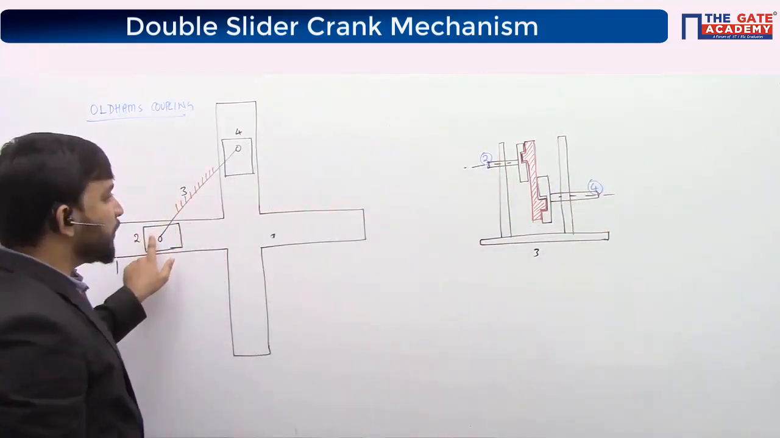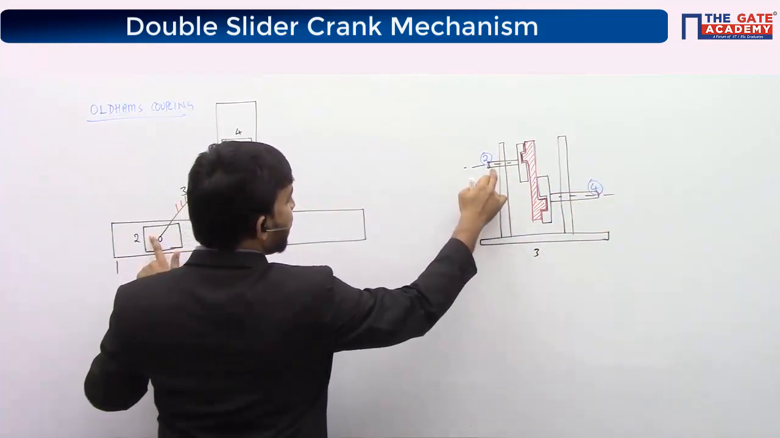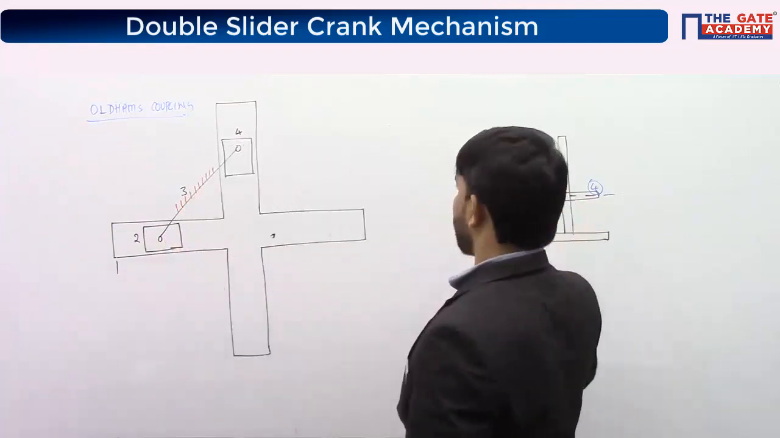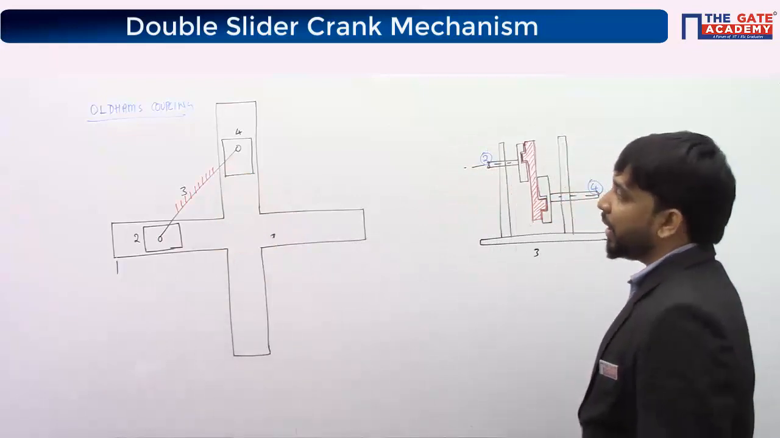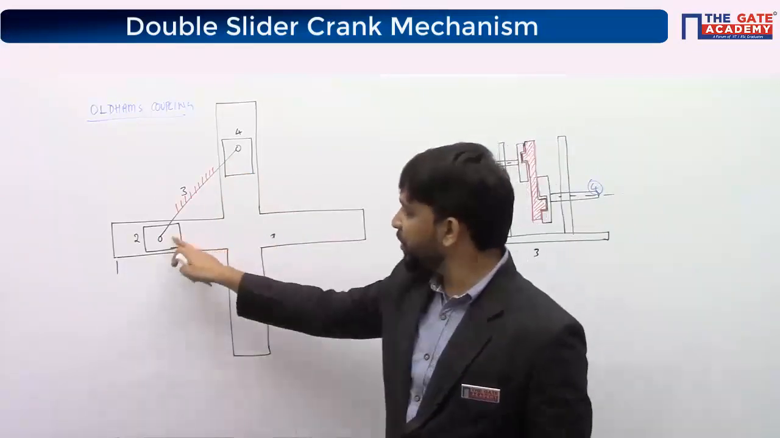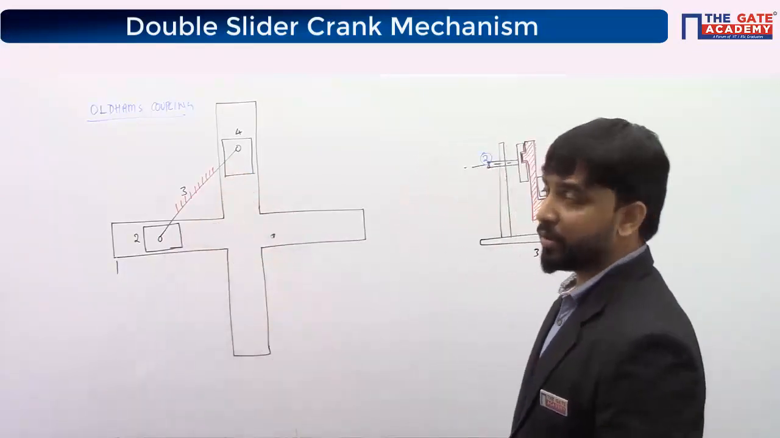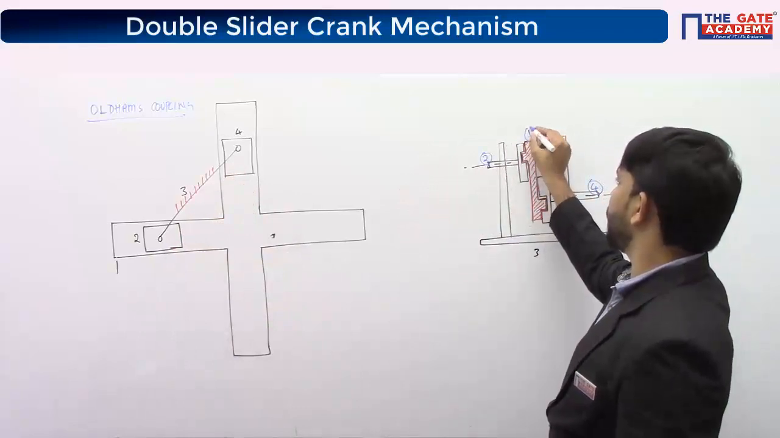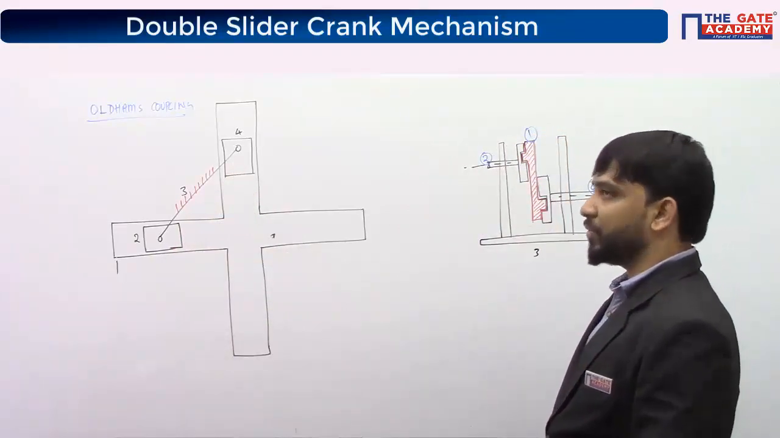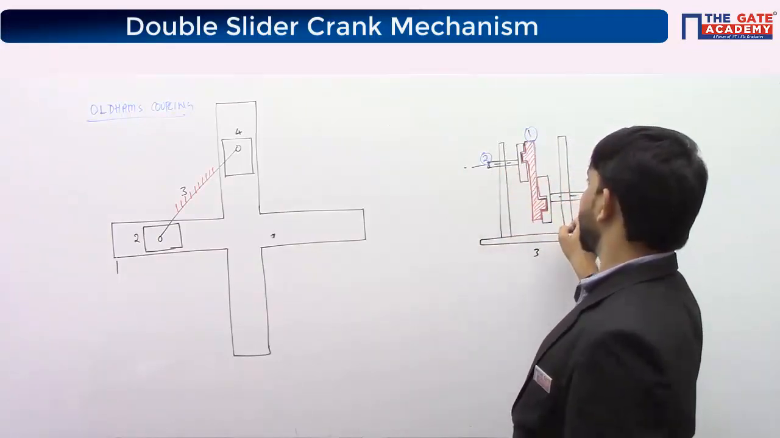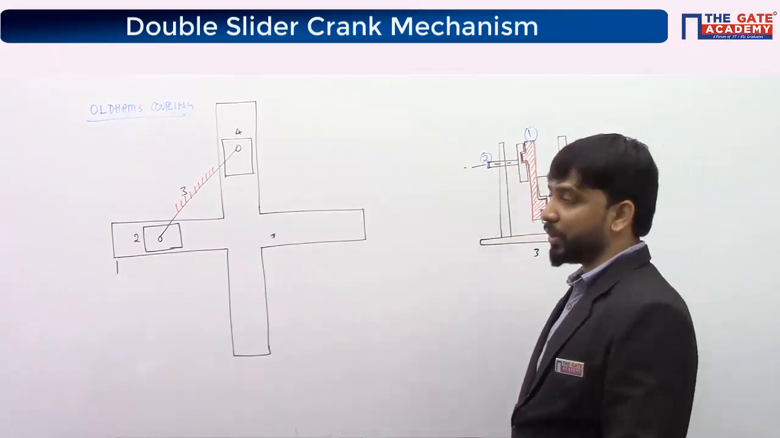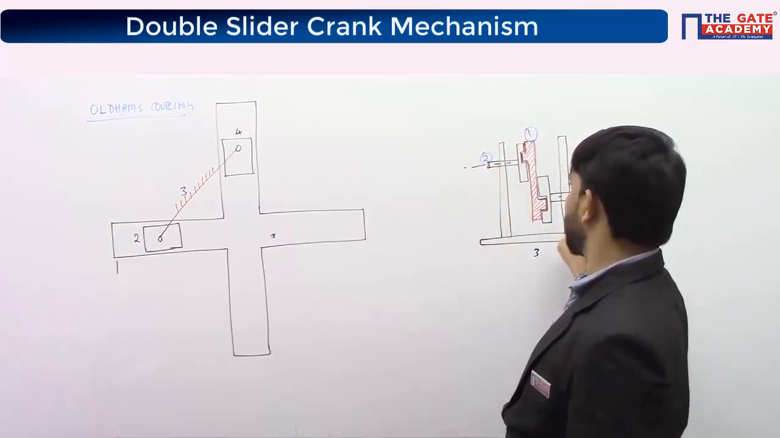3 and 2 are connected by a turning pair. 3 and 4 are connected by a turning pair, okay? And 2 and 4 are connected with the help of the frame. This is the frame, and motion is transmitted from link 2 to link 4, so through the frame, through link 1, okay? So this is 1, 2, 3 and 4.